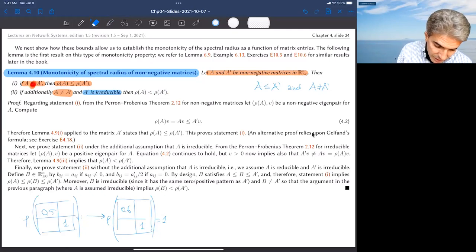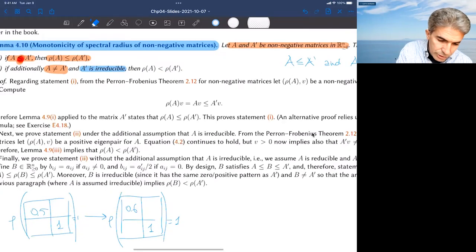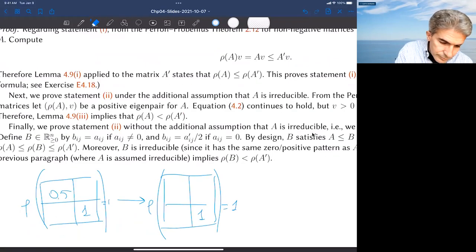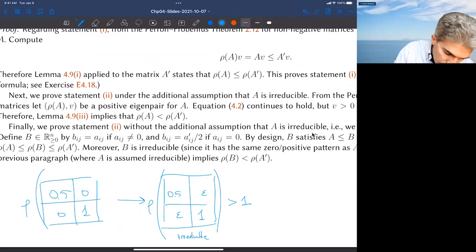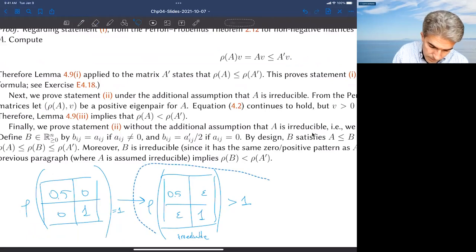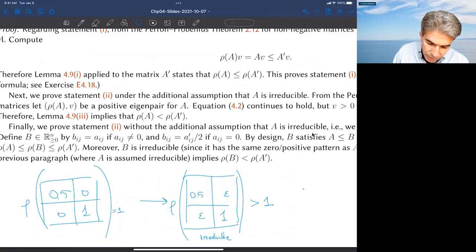By the way, this means that if you come back to my example here, suppose that now I add epsilon weight here and there. If I add epsilon in both locations, then this new matrix is irreducible. And now this is greater than one. I hope my example makes sense to you. The old spectral radius was equal to one.